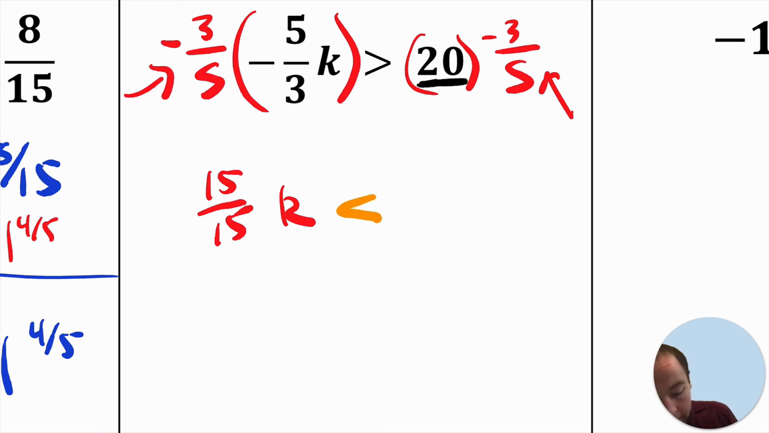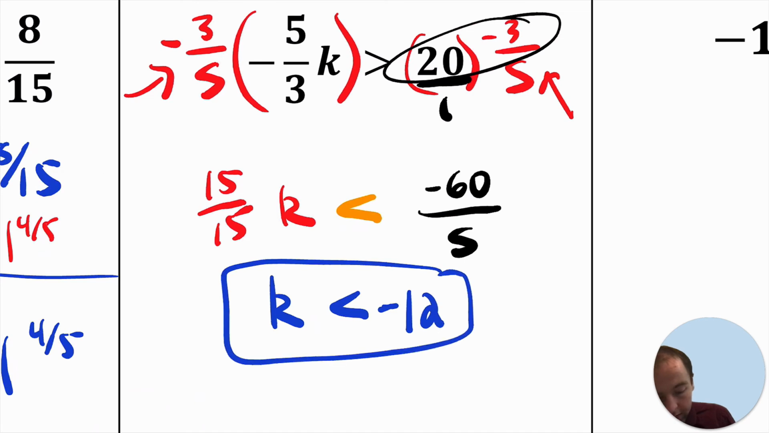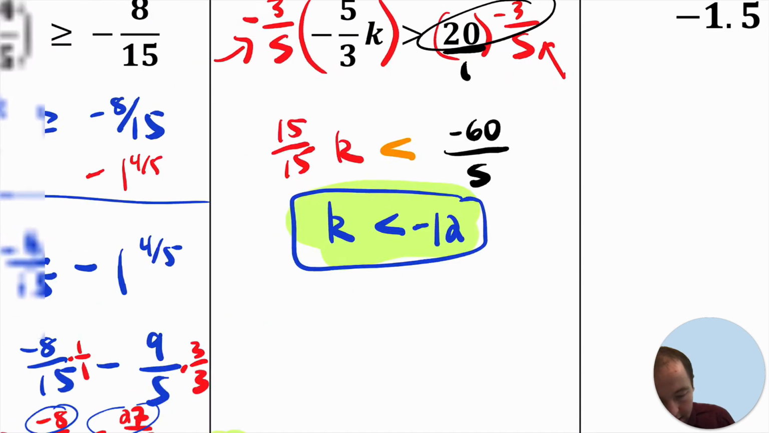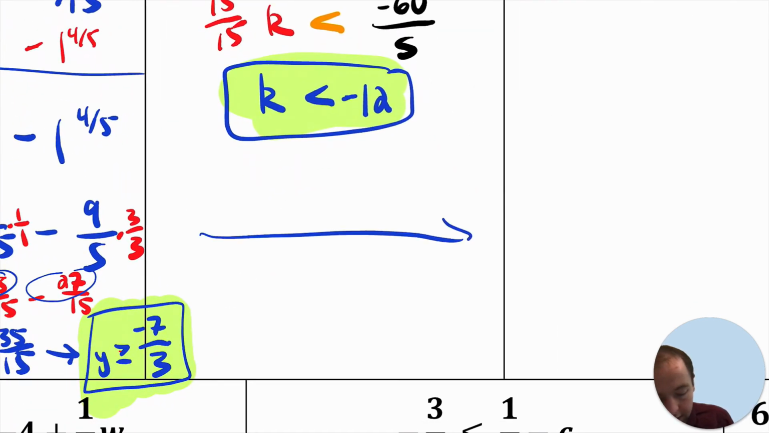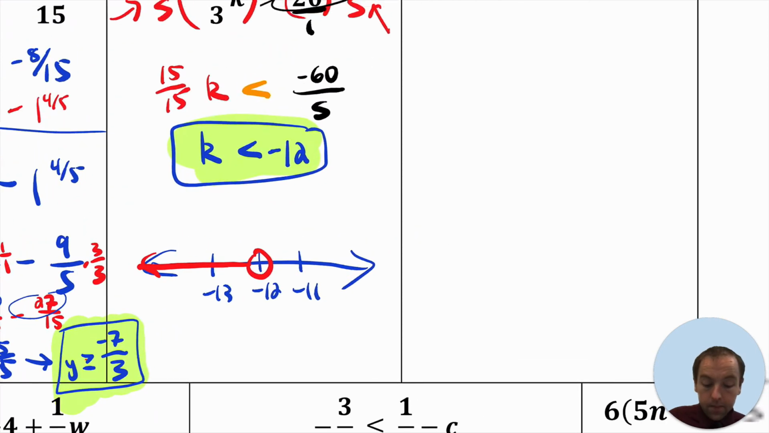So if I put the 20 over 1, then you can see we're going to get negative 60 over 5. And then we can simplify all of this. So the 15 over 15 is 1k is less than, and negative 60 divided by 5 is negative 12. And that gives you the solutions for k. If you graph the solution set for that, it'll look something like this. Open dot, and all the numbers that are smaller than negative 12.